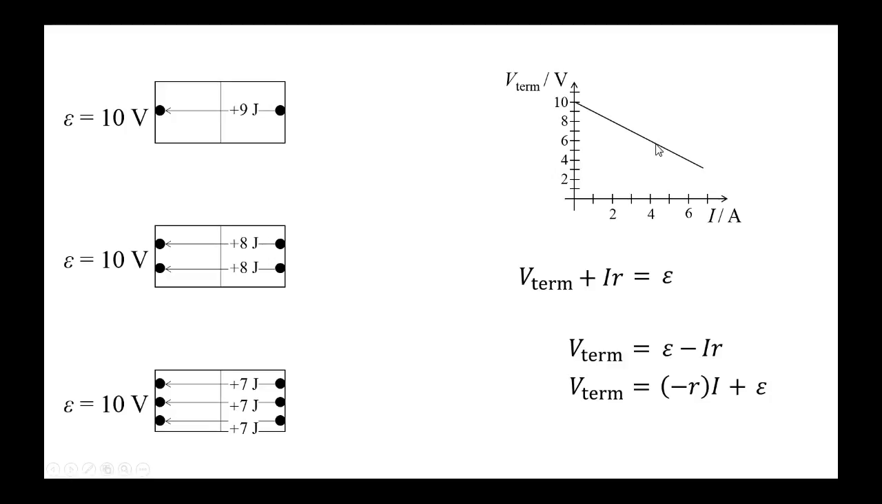Why have I done that? Well, look back at the graph. V terminal is on the y-axis. I is on the x-axis. So this equation has the form y equals mx plus b. When we compare these two equations, we see slope m is negative the internal resistance of the battery, and the y-intercept is the EMF. So look at that, the y-intercept, 10. That was the EMF.